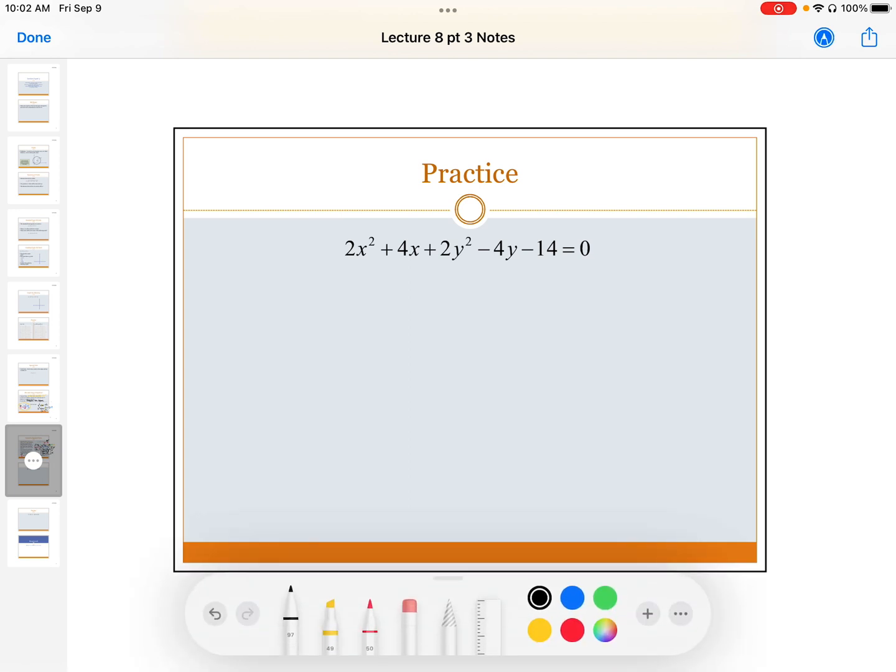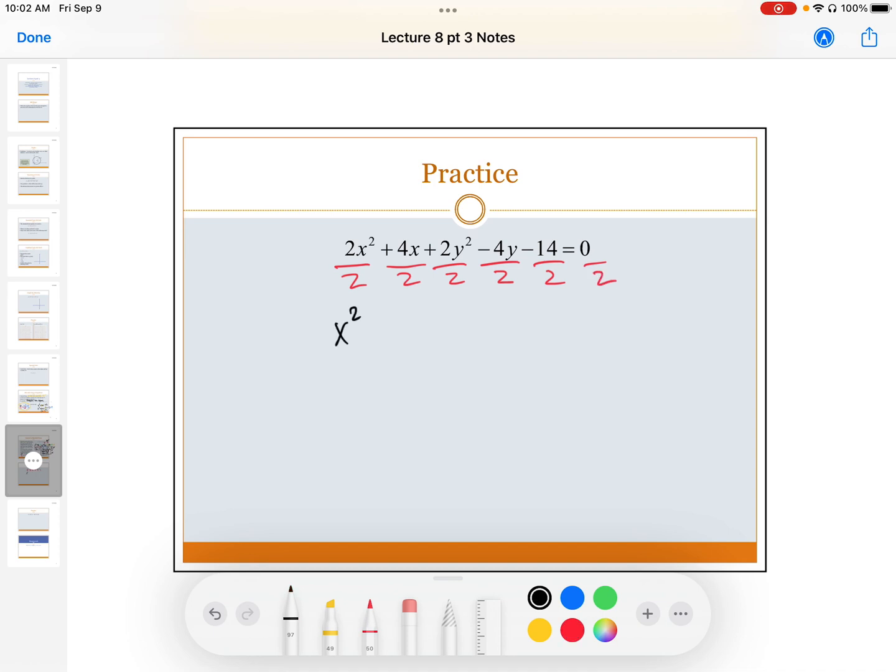Okay, now if we remember this one, we've got to do something before we get started because there is a number in front of the x squared and the y squared. So the first thing I need to do on this is I need to get rid of that. Divide by 2, divide by 2, divide by 2, divide by 2, divide by 2. Everything up there has to get divided by 2.